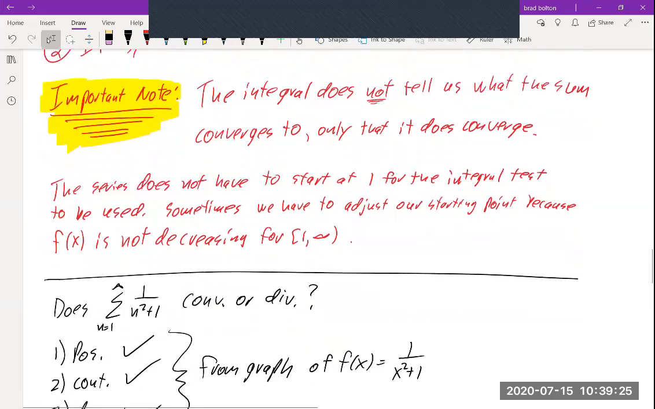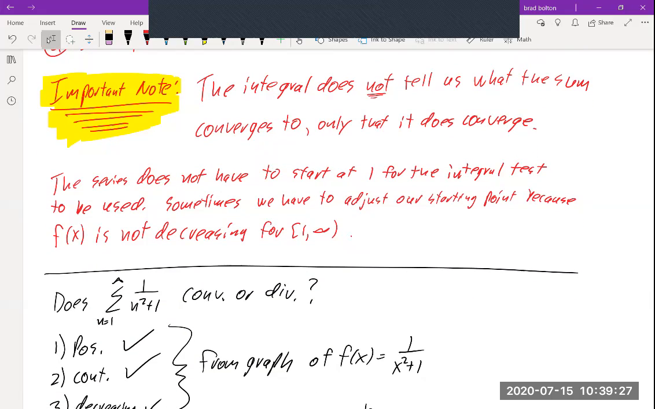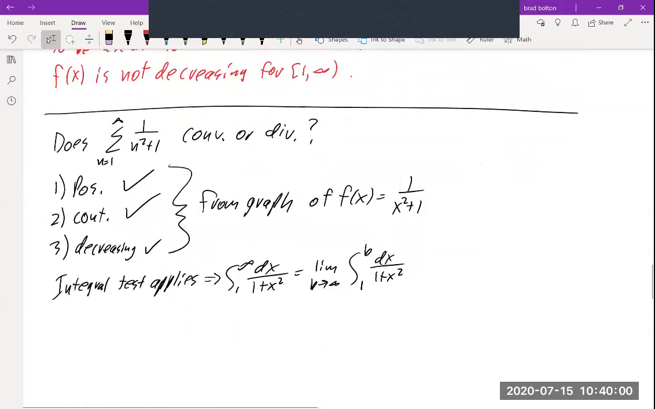Something that's important to note, the integral test does not actually tell us what the sum converges to. It only tells us that it does converge or diverge, okay? So the integral test doesn't actually tell you the value. It only can tell you convergent or divergent of the series. You may know that the integral converges to a value, but that doesn't tell you about the series itself. And also just a note, the series does not have to start at 1 for the integral test to be used. Sometimes we have to adjust our starting points because f of x is not decreasing from 1 to infinity. So sometimes you might start at 3 or something like that.